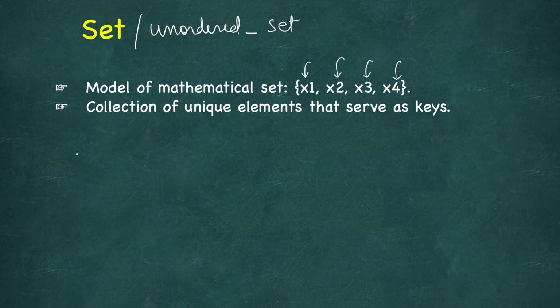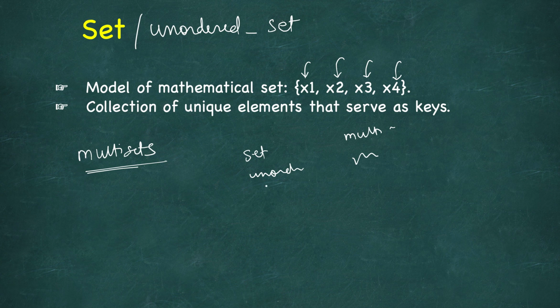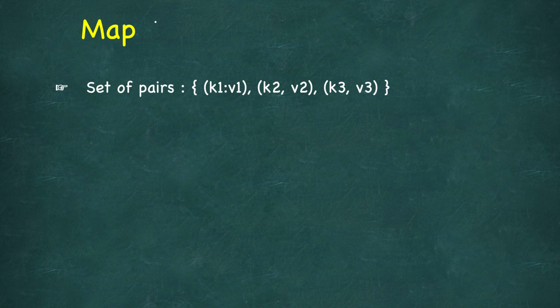And there are also multi-sets and multi-unordered sets. So in this case, the keys are not unique. We can have multiple or duplicate keys. So we have four possibilities: set, unordered set, multi-set, multi-unordered set. So 2 cross 2, 4 possibilities are there for set. Similarly, we have a map, and again 4 possibilities are there: map, unordered map, multi-map, and multi-unordered map.